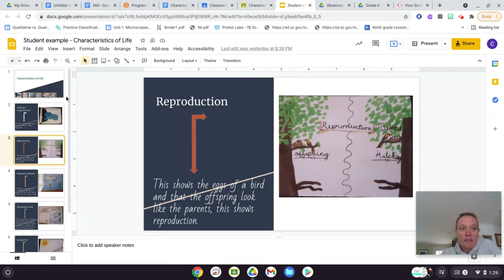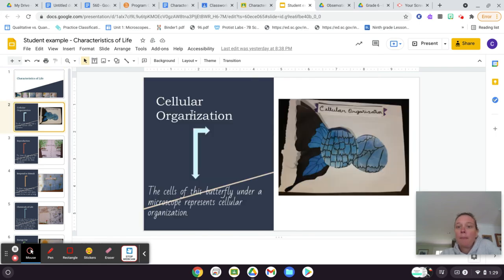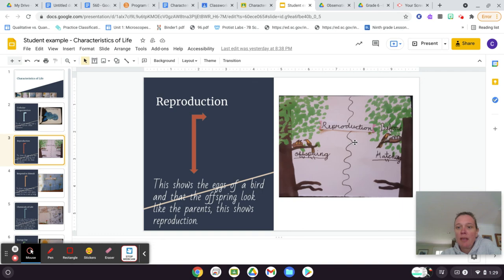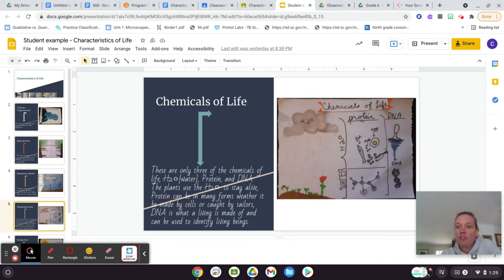Another student did the same thing, but didn't use just the basic Google slide. So she found a template that fit what she was looking for. And then her drawings, she made 3D. If you can see within her drawings, she tried to add an extra element to each of them, so they really popped and stood out. And her definitions are very detailed.